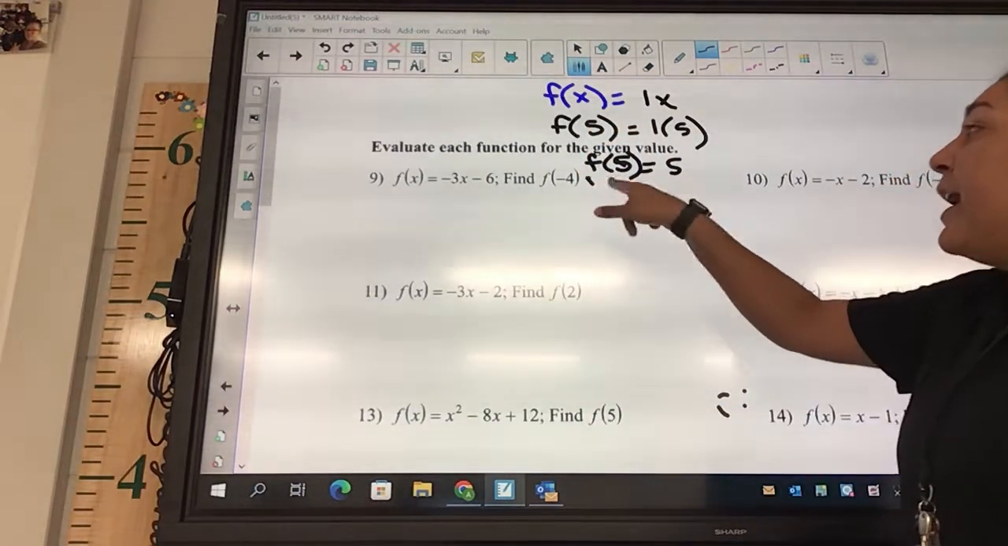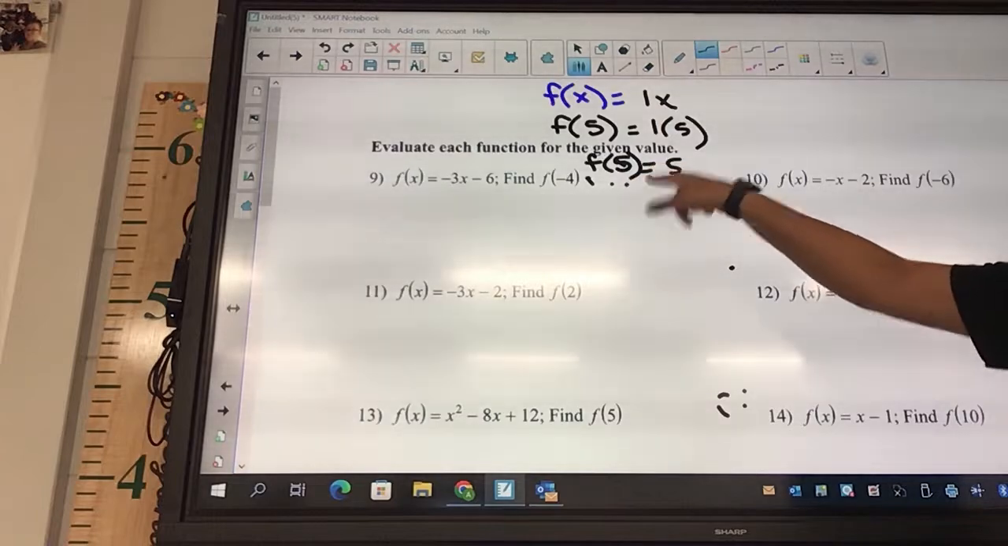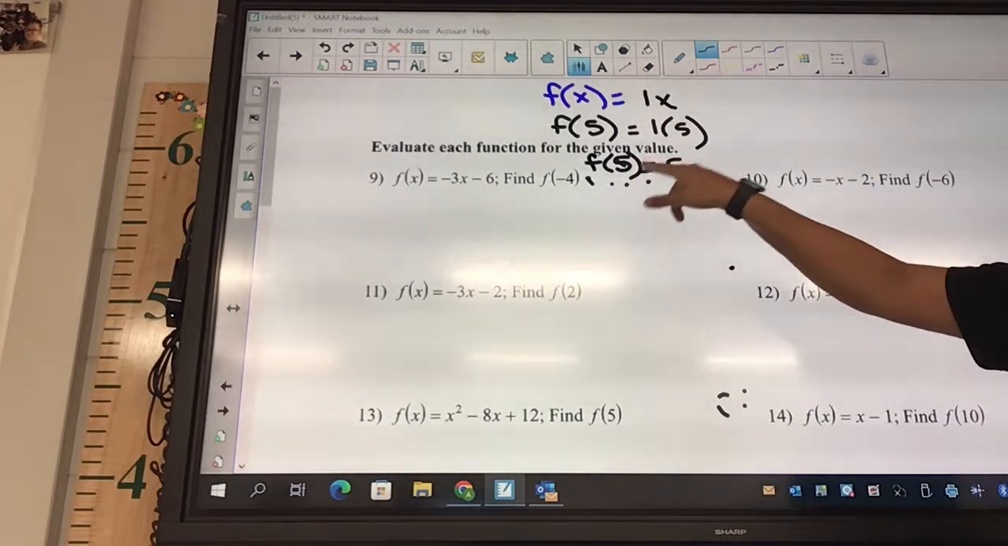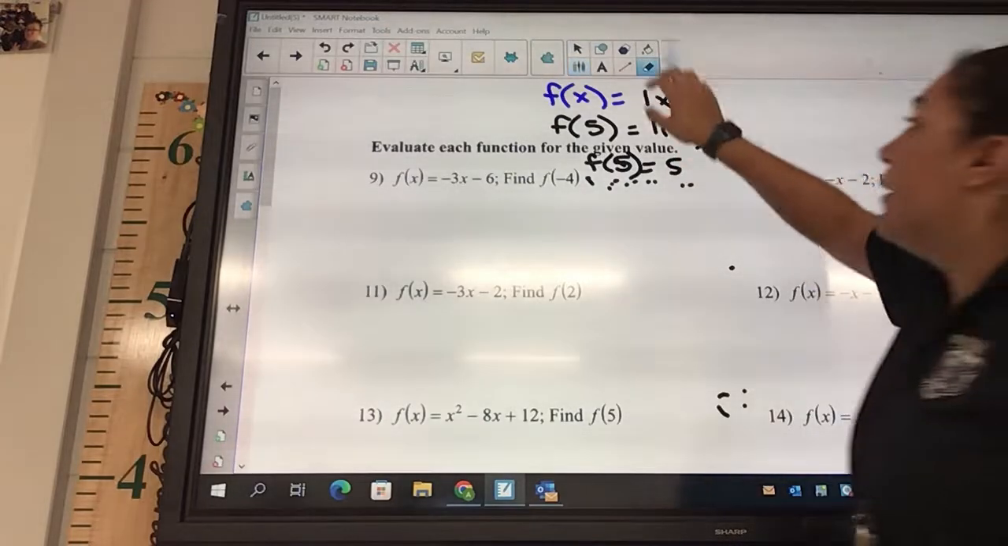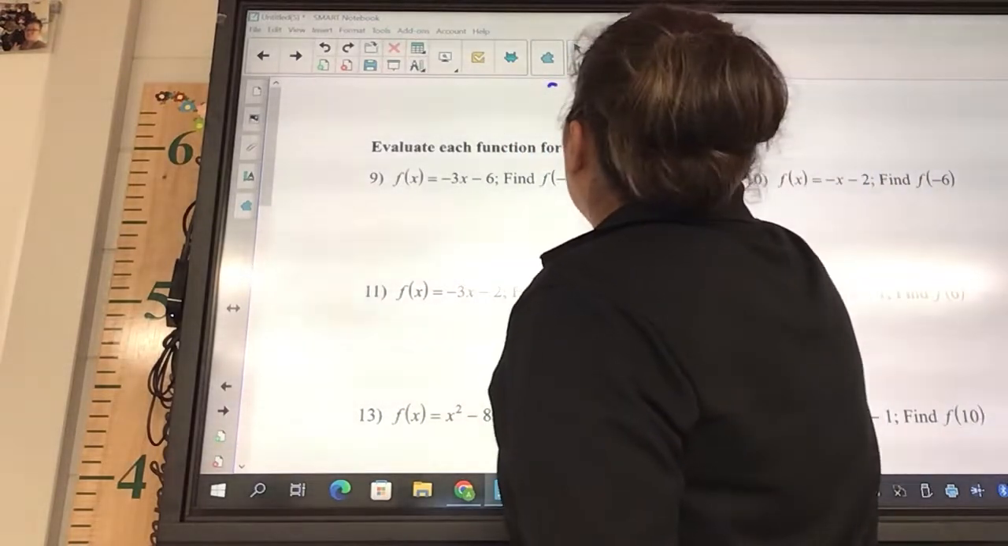Okay, if I buy 5 McChickens, it is going to be $5. Okay, this says f of 5 is 5.